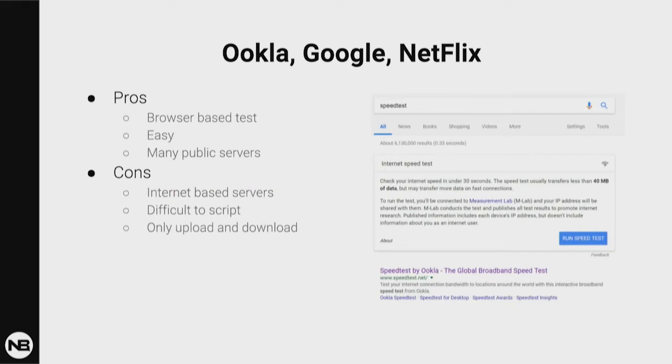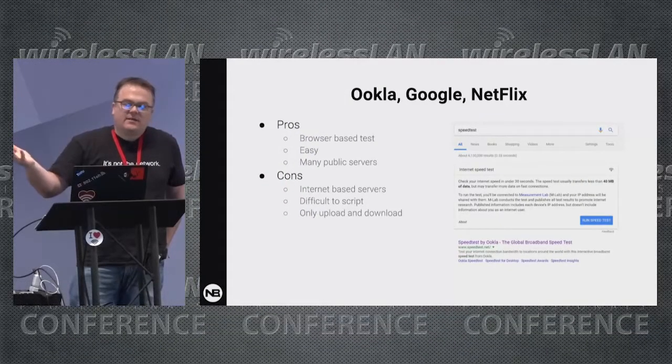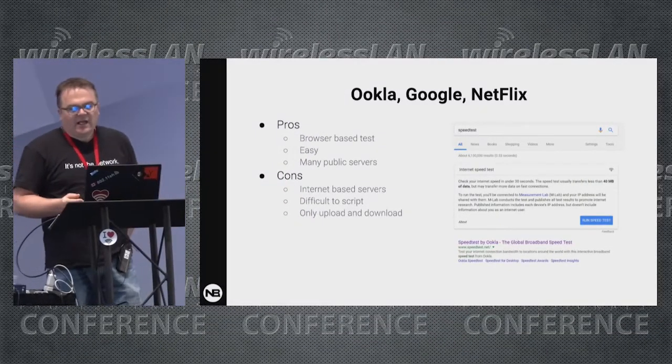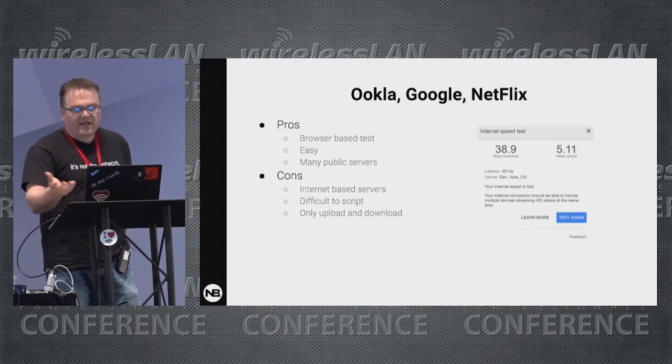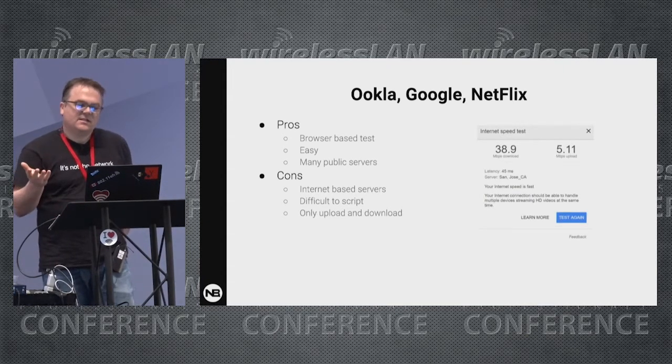So the first 3: Ookla, Google, Netflix. If you didn't know, Google now offers their own speed test. If you Google speed test, you get this prompt there with a button to run a speed test, right? The first search result is Ookla's speed test, but they hijacked the search results. I guess they can, so why not? So you click the button, you get a number like this. It's the same for all these types of tests.